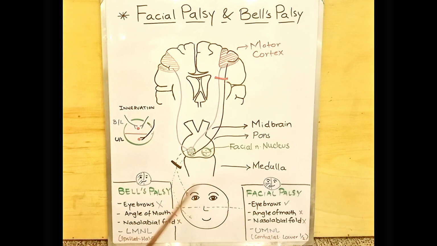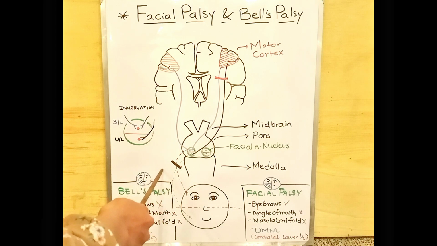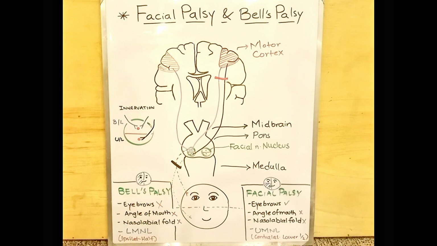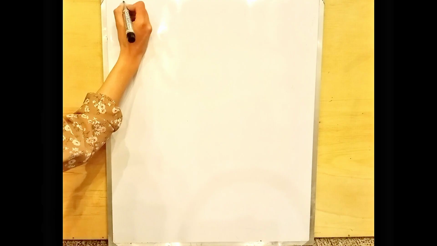Then, if there is a lesion present on the lower motor neuron, so if it is a lower motor neuron lesion, this would result in Bell's palsy. It means that the ipsilateral half of the face would be affected. Now in this case, in Bell's palsy, the eyebrows as well as the angle of the mouth both cannot be raised and there is also a loss of the nasolabial fold.